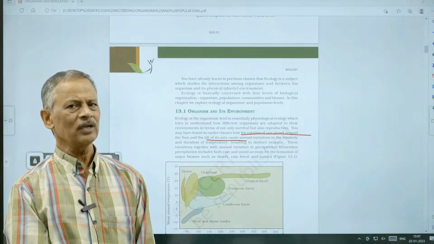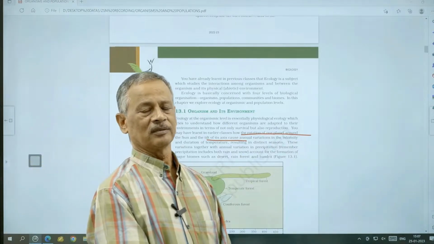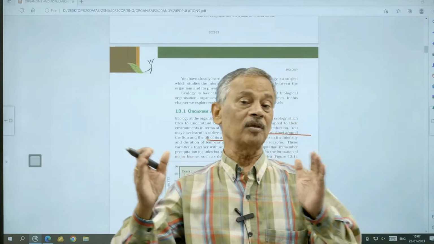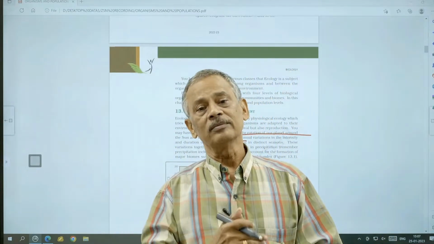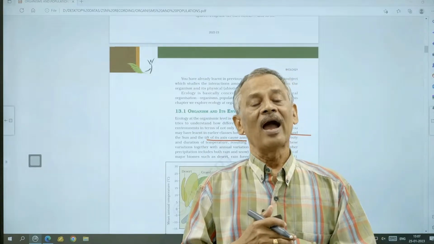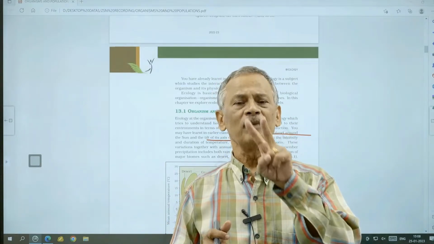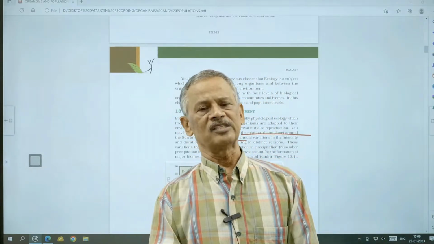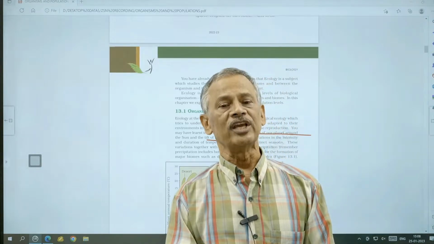It is not in a typical circular orbit. Sometimes we come close to the sun, sometimes a bit away. So that rotation around the sun and the tilt of the axis of the earth, these are all the two main reasons why there's a change in climatic conditions. The climate is never same throughout the year. It is going on changing.